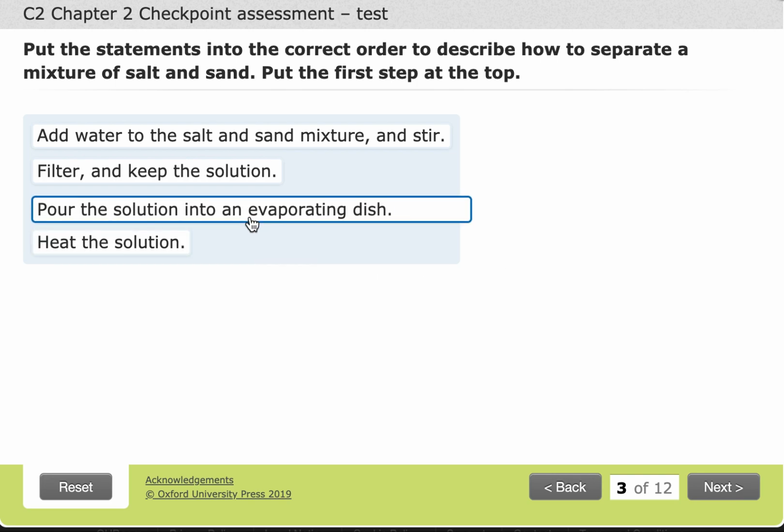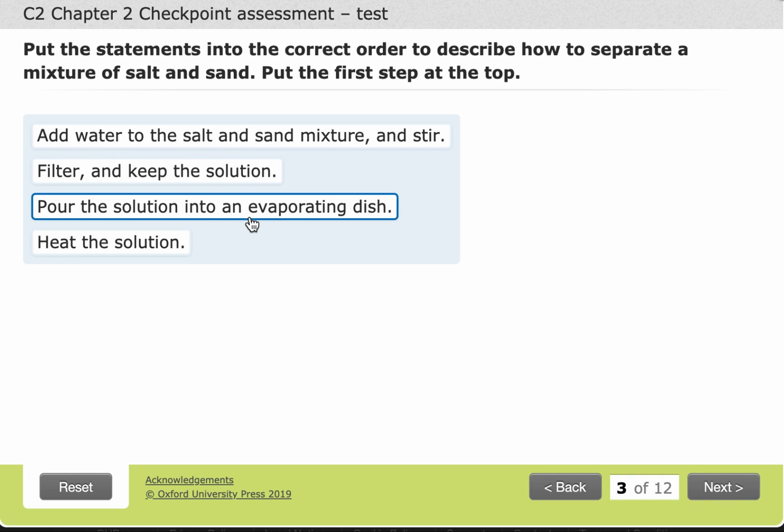And we're then going to pour the remaining solution, which is a salt solution, salt and water, and we're going to heat it so that the water will evaporate and we will be left over with our solute, which is the salt.